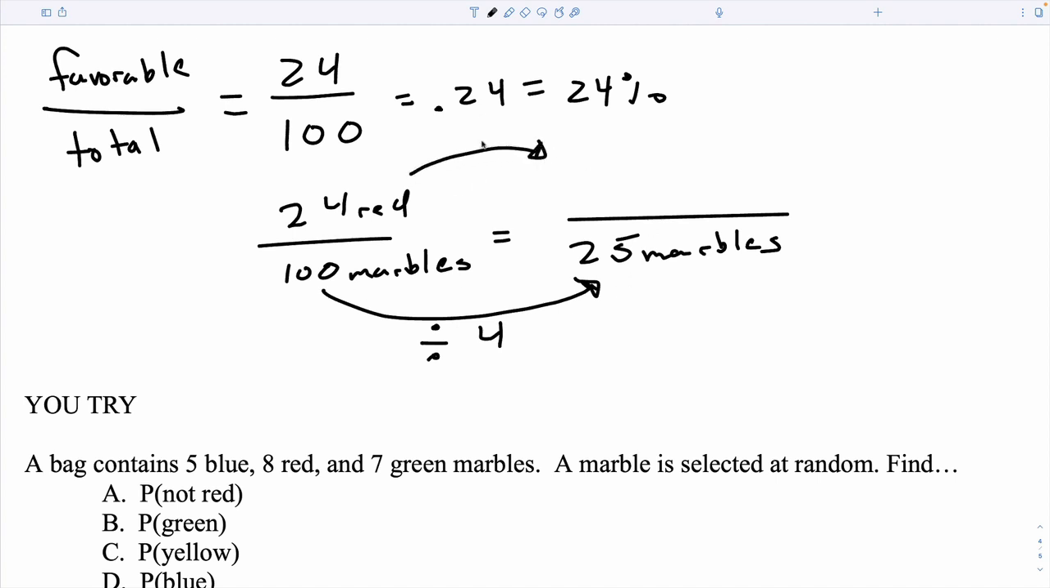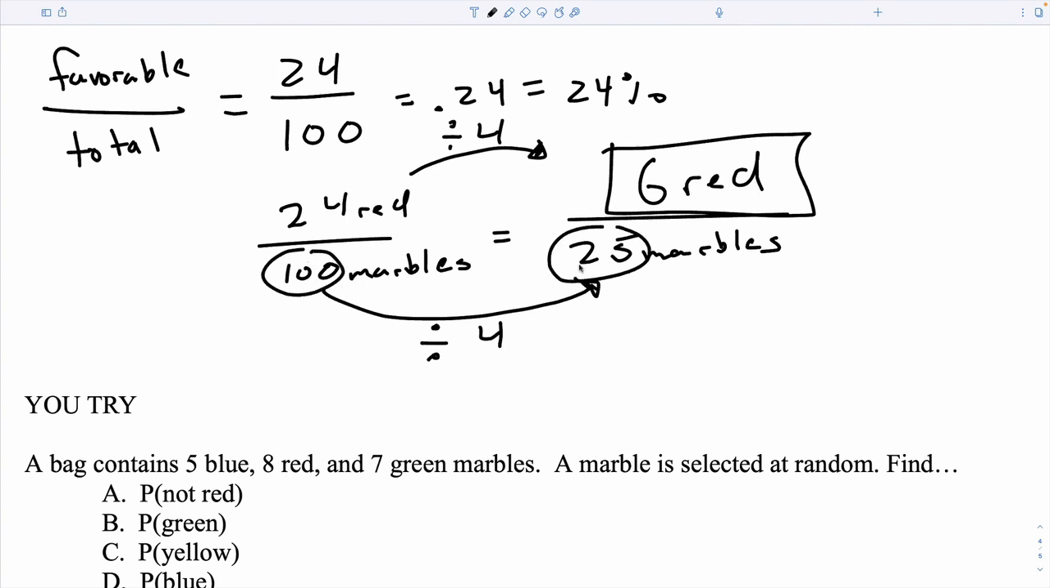On the top, do the same process. 24 divided by 4, if she takes out 25 marbles, she should get 6 red ones. 24 red turned into 6 red because she chose fewer marbles in total. There's a 4 because I needed to get to 25, and so I'm trying to use a ratio that's the same. 24 hundredths is the same as 6 over 25, and so I'm trying to find out how they would go from 100 to 25.